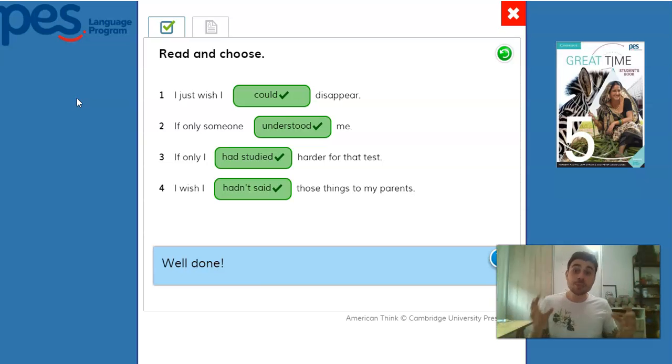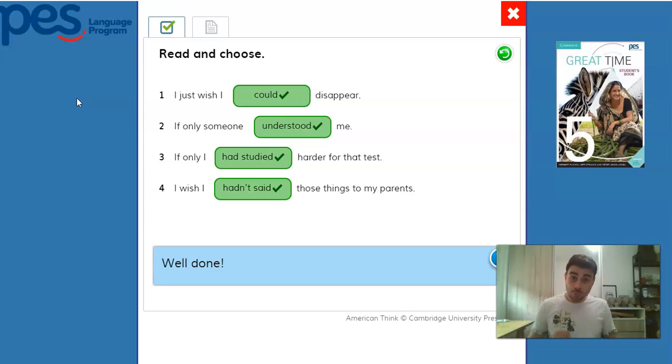Number 2 brings us something very close to this, because the sentence says, "If only someone understood me," right? So, this person here, or if it's me who is saying the sentence, I am telling you that all the time, basically, nobody understands me because I have different ideas or because I have strong opinions, right? So, I am also talking about a present situation that I wanted to be different, right?